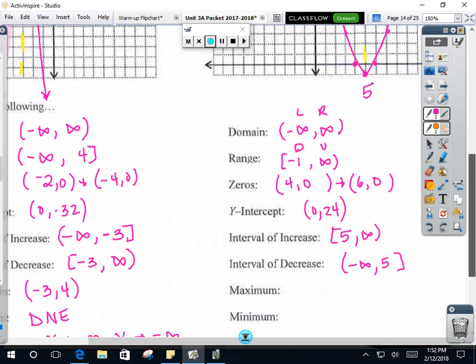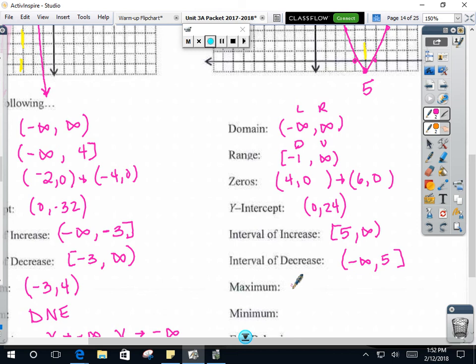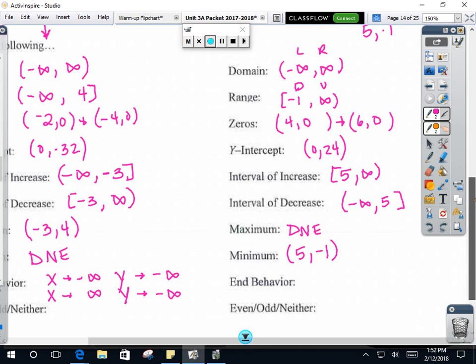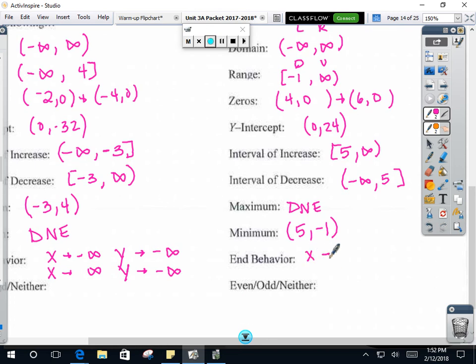Okay, does this parabola have a maximum point? No, does not exist. Does it have a minimum? What is it? 5, negative 1. The vertex is also the minimum. In behavior, as x approaches negative infinity, y approaches positive. Aren't both sides going up? So both of these y's will approach positive infinity, because parabolas behave the same, they are even.